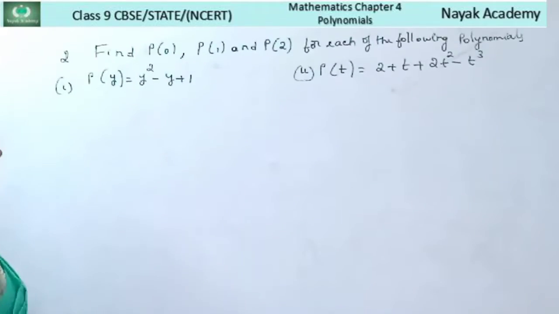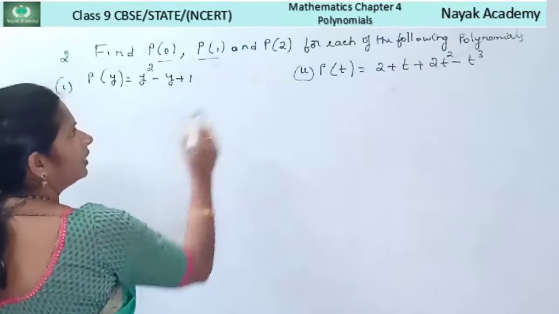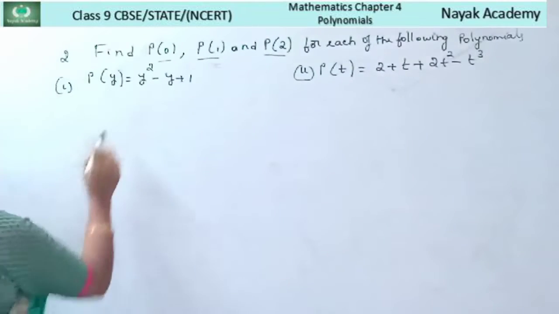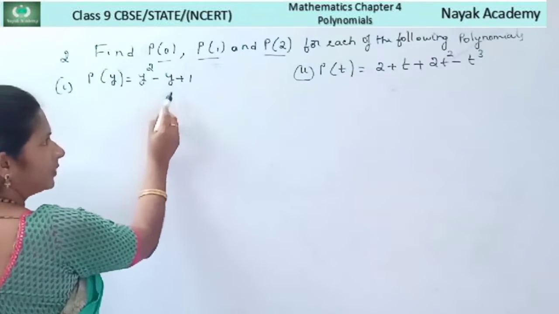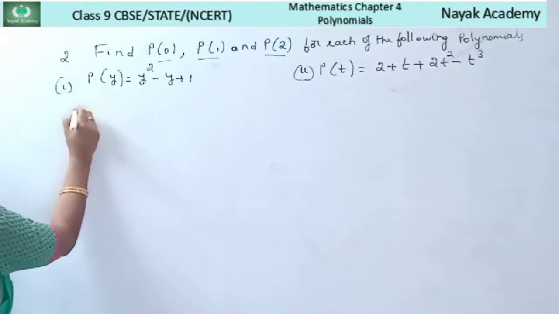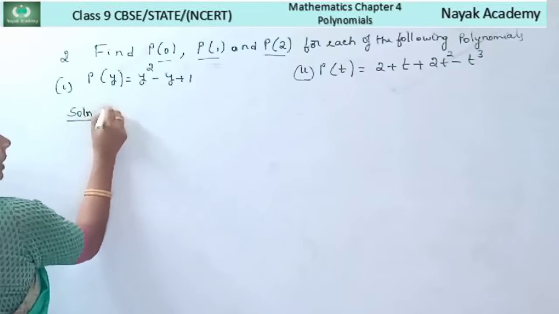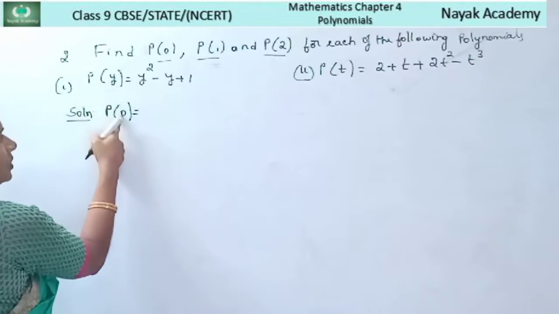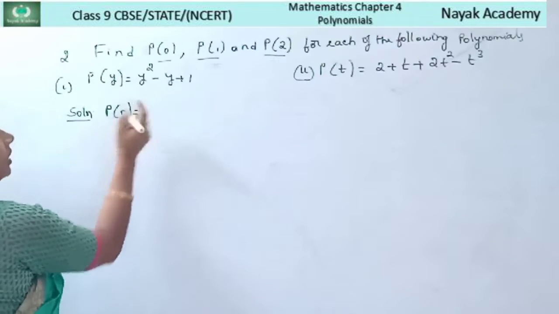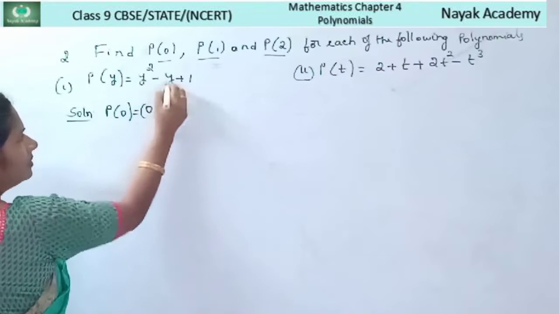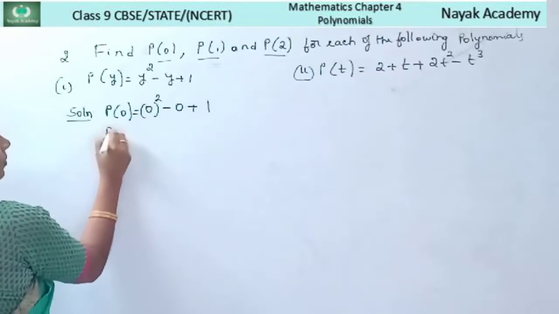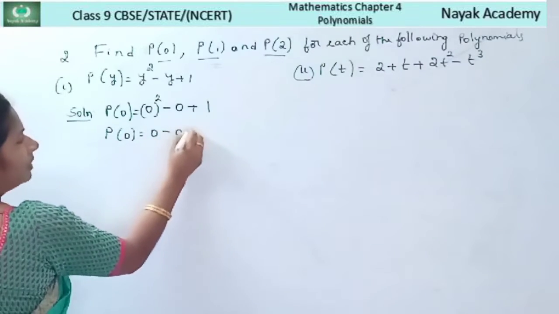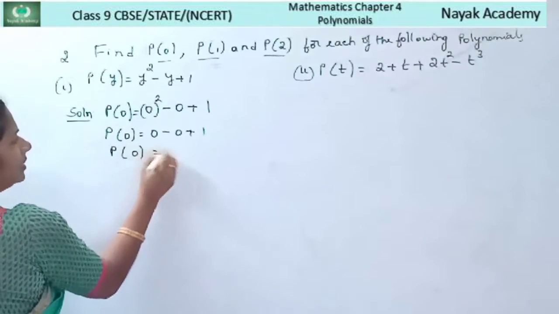Coming to the second main problem: find p of 0, p of 1 and p of 2 for each of the following polynomials. What is the given polynomial, children? P of y equal to y square minus y plus 1. Now we have to find the value of p of 0. So what we have to do, children? In place of y we have to substitute the value of y as 0. So 0 square minus 0 plus 1. So p of 0 value is 0 minus 0 plus 1. So p of 0 value is 1.